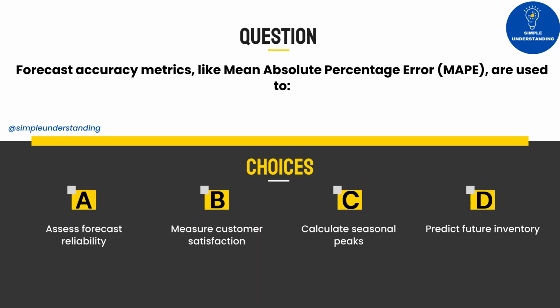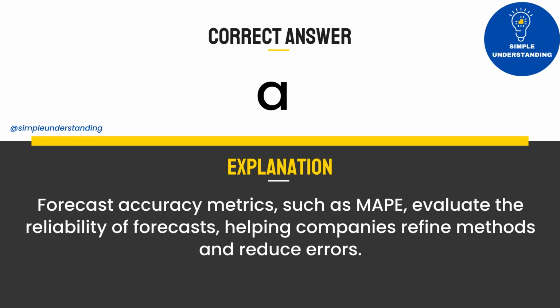7. Forecast accuracy metrics, like mean absolute percentage error, MAPE, are used to A. Assess forecast reliability. B. Measure customer satisfaction. C. Calculate seasonal peaks. D. Predict future inventory. Answer A. Explanation. Forecast accuracy metrics, such as MAPE, evaluate the reliability of forecasts, helping companies refine methods and reduce errors.